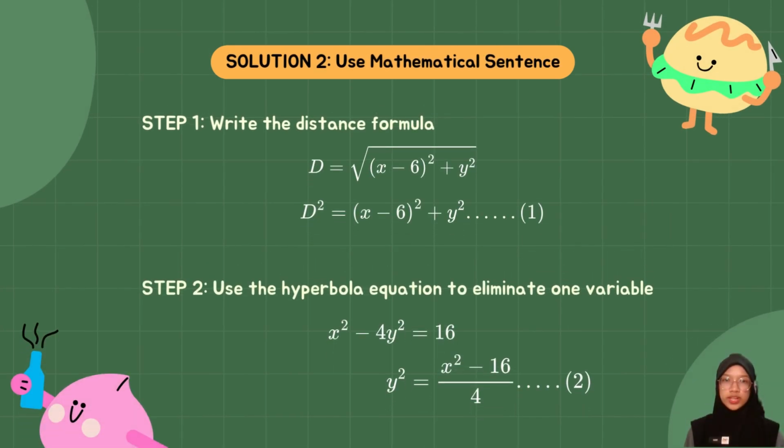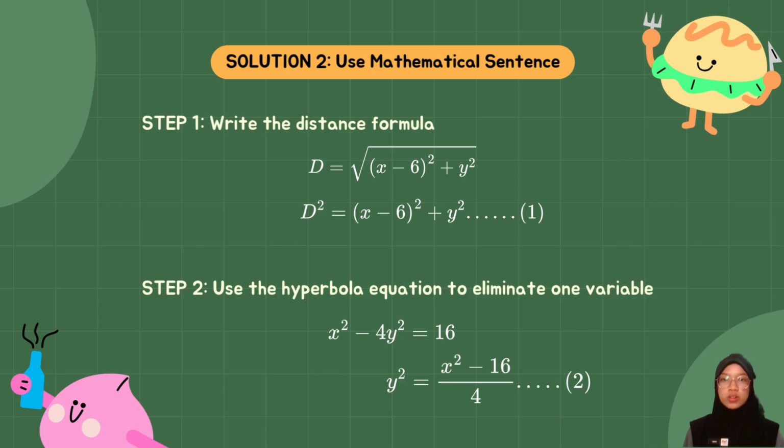Another solution, we can use some mathematical sentence. So step 1, we write the distance formula, which is d equals the square root of (x minus 6) squared plus y squared.